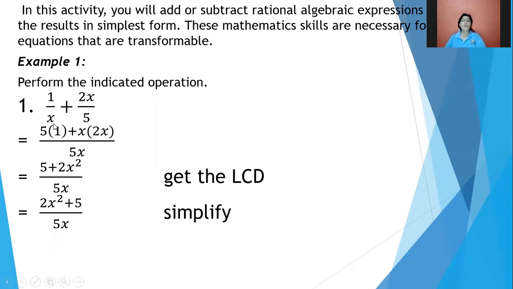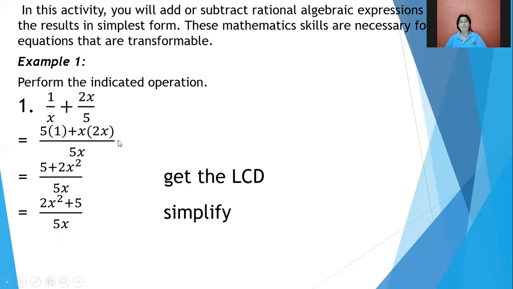The first thing we do is find the LCD. The LCD is known as the least common denominator. And what is the least common denominator of x and 5? Obviously, it is 5x. Or if you want, you just multiply x and 5 to get the LCD, which is 5x. And then 5x divided by x is 5. 5 times 1, plus 5x divided by 5 is x.